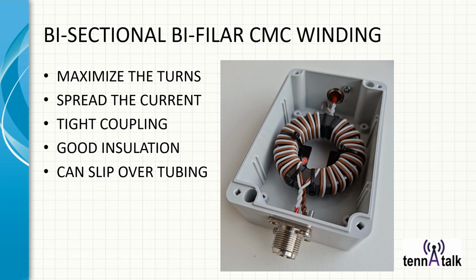What this does is it allows you to maximize the number of turns on the core. It spreads the current evenly around the core so that the magnetic properties are spread evenly. You get a very nice tight coupling of the magnetic field formed by the coils into the core. Here you can use pretty good insulation. Very often it's Teflon, or PTFE, another name for Teflon, which has pretty good insulating properties, typically a couple of kilovolts. And with the center open, you could even slip it over a piece of PVC tubing for mounting on various structures in a mast configuration.